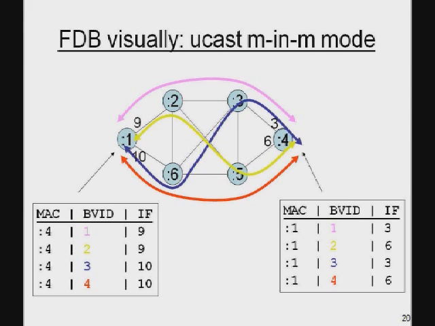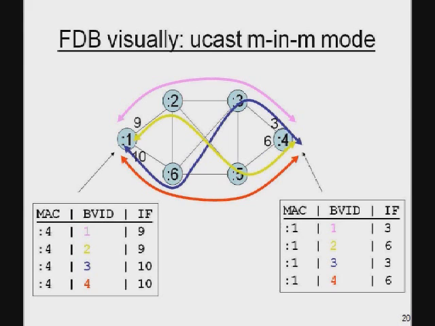Here's a picture, to make this a little more concrete. Here we have 6 nodes. I've just shown the last nibble of the MAC address, and between these 6 nodes, between node 1 and node 4, there are actually 4 equal cost paths: the pink one, the yellow one, the blue one, and the red one. And I've just shown a little portion of 2 of the forwarding tables here.